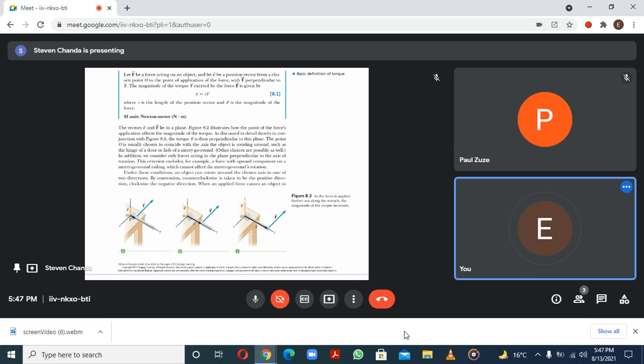So have we understood the concept of torque? Does anyone have a question?